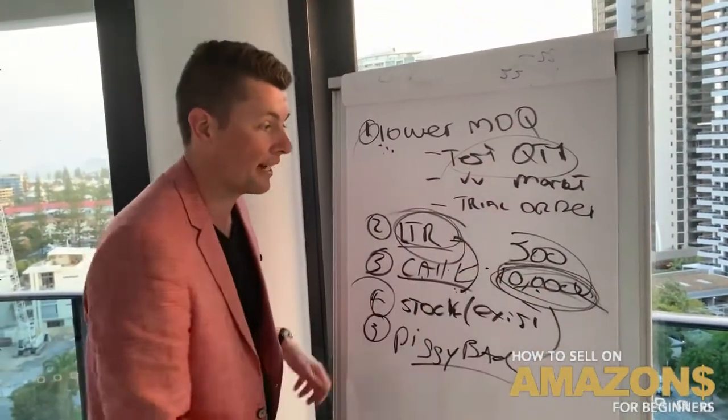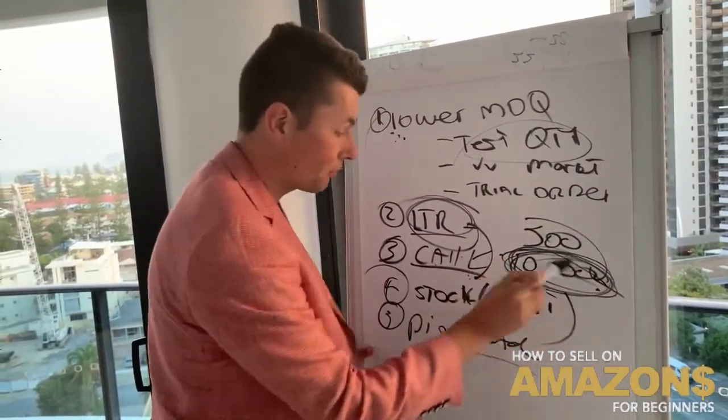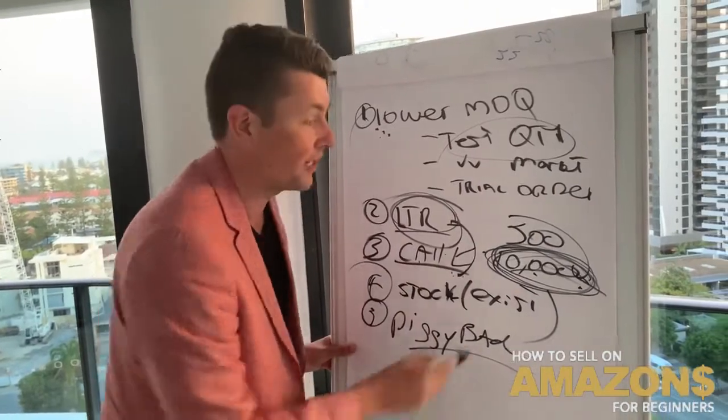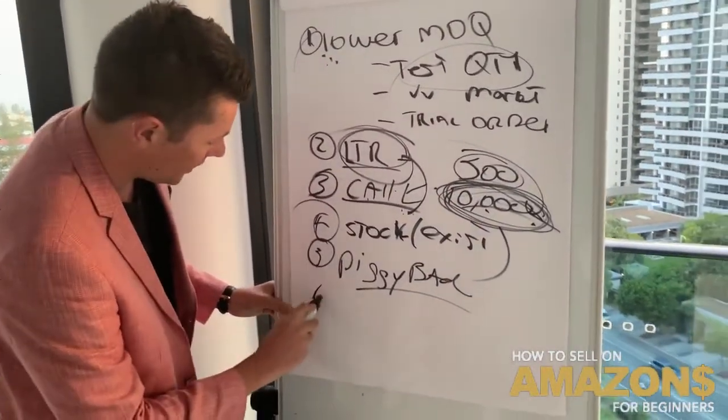That's called piggybacking. That's how you get a cheap price at a higher quantity, but you don't pay for the higher quantity and you still get your test run. So piggybacking, that's number 6 now.